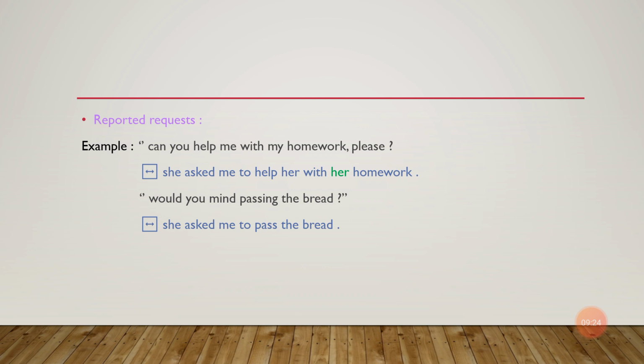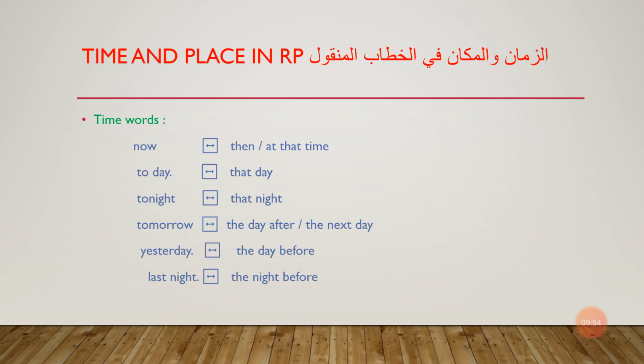Now, reported requests. نقل ديال طلب. Example: can you help me with my homework, please? أيمكنك أن تساعدني في واجبي المدرسي؟ أرجوك. She asked me to help her with her homework. To help her. Okay? Verb infinitive. Would you mind passing the bread? She asked me to pass the bread. Okay? Verb infinitive.